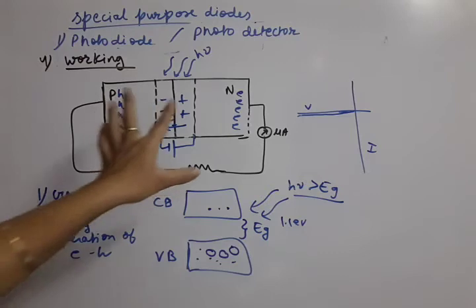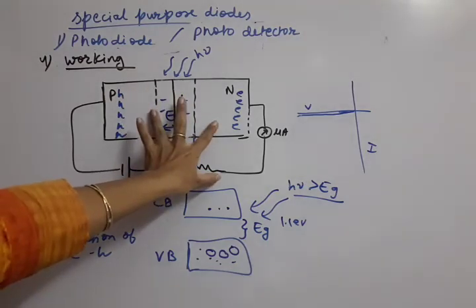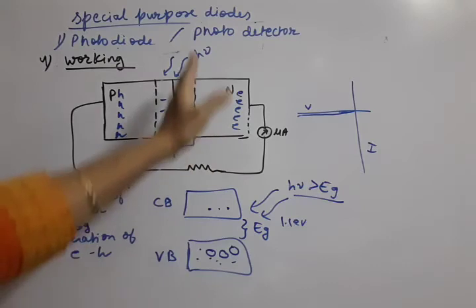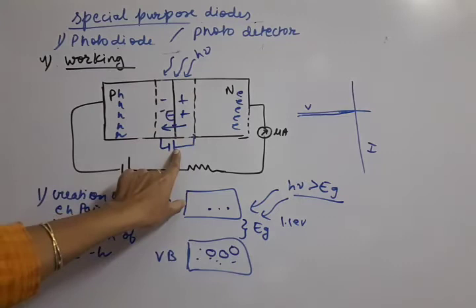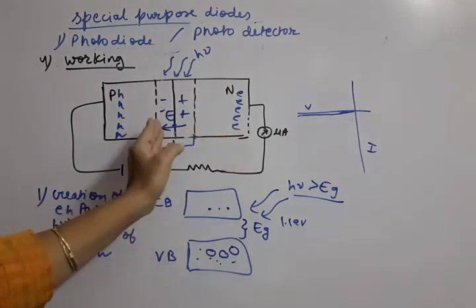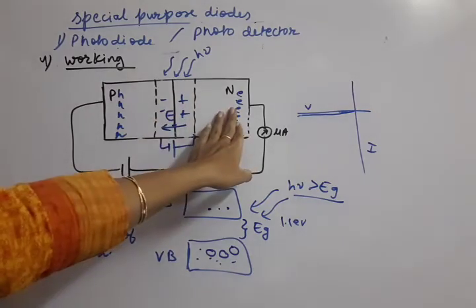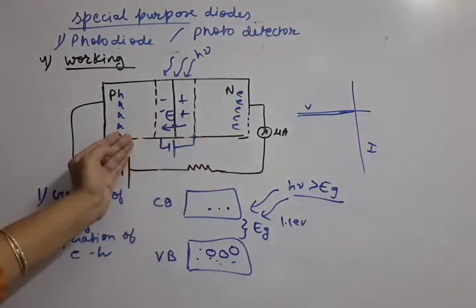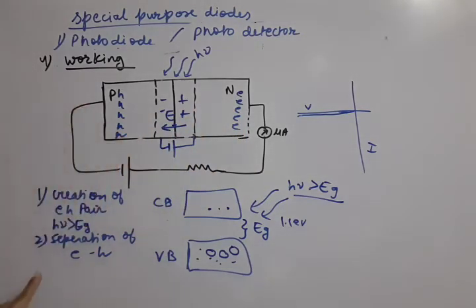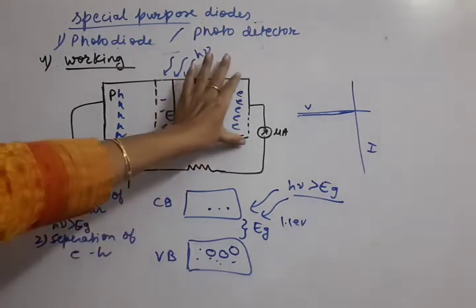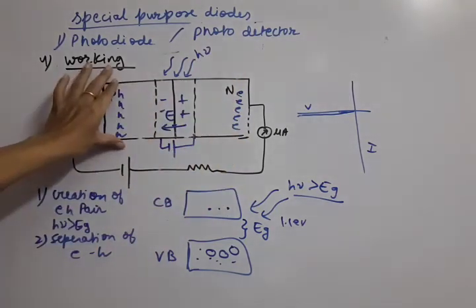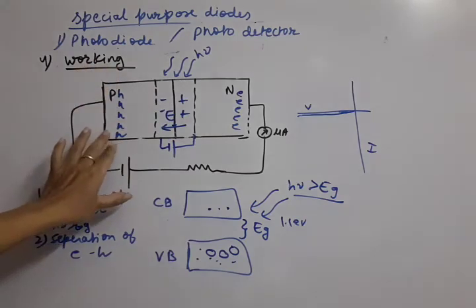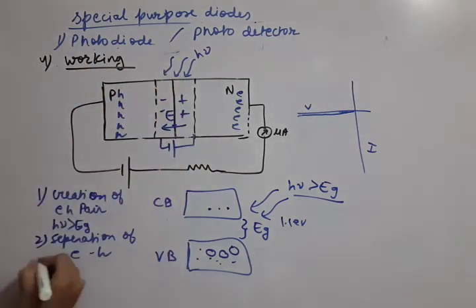Now you can see in this junction, electrons and holes have been separated. First, due to the light, so many electron hole pairs were created, and due to the electric field they got separated. Electrons always move opposite to the electric field, so they come here, and holes always move in the same direction as the electric field, so they get accumulated here. So separation of electron hole pairs has taken place, and because electrons are negatively charged, this layer is negative, and holes are positively charged, so this layer is positive. So overall one EMF is created.